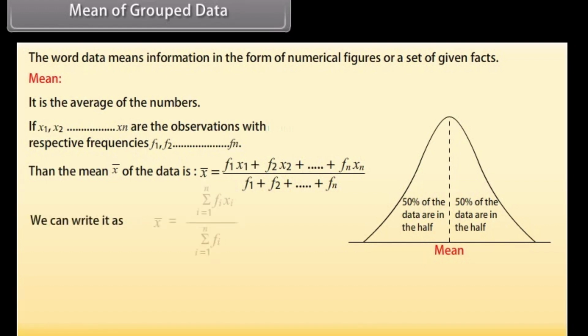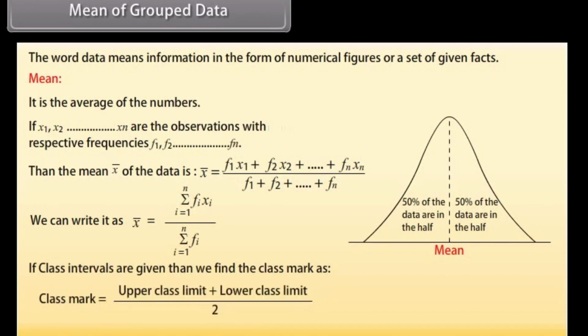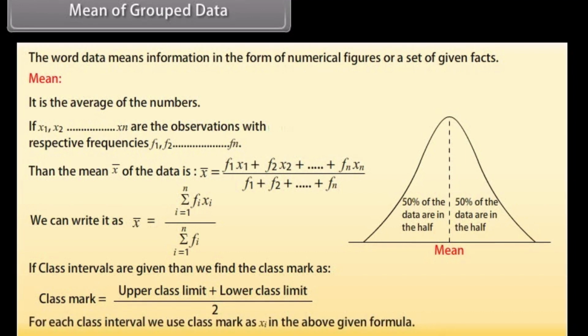We can write it as x bar is equal to summation from i equals 1 to n of the product of fi and xi, divided by summation from i equals 1 to n of fi. If class intervals are given, then we find the class mark as class mark equals upper class limit plus lower class limit by 2. For each class interval, we use class mark as xi in the above given formula.